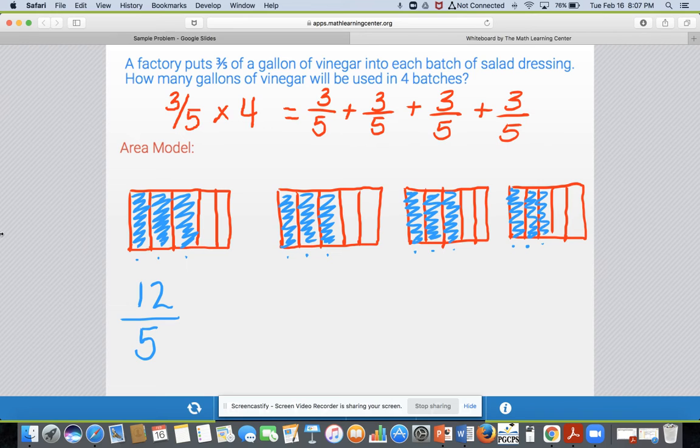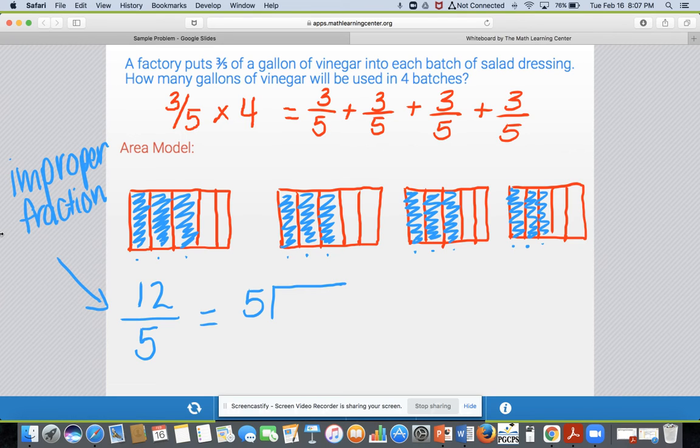However, this is something we call an improper fraction. So although our answer is right, we never leave it in improper fraction form. We are always going to turn it into a mixed number. So how do we do that? We do that by dividing. We're going to figure out how many times can 5 go into 12, because we're basically trying to figure out how many groups of 5 fit into 12, meaning what's our whole number.